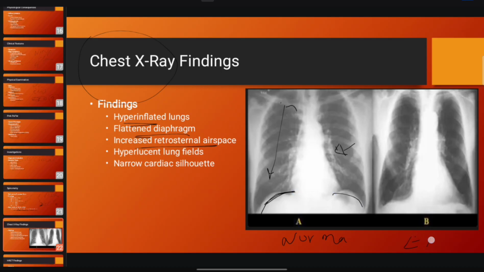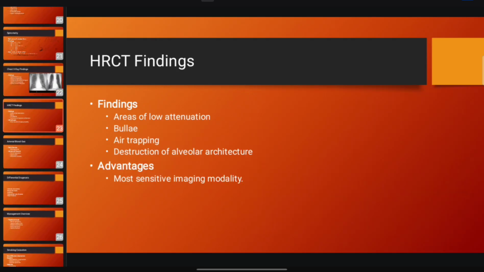In emphysema, this is emphysema. So we have hyperinflated lungs, reduced markings of the lungs, and flat diaphragm. Also we have hyperlucent lung fields and a narrow cardiac silhouette. Now we talk about the HRCT findings, which include areas of low attenuation. Bulla formation can occur, air trapping, and destruction of alveolar architecture.